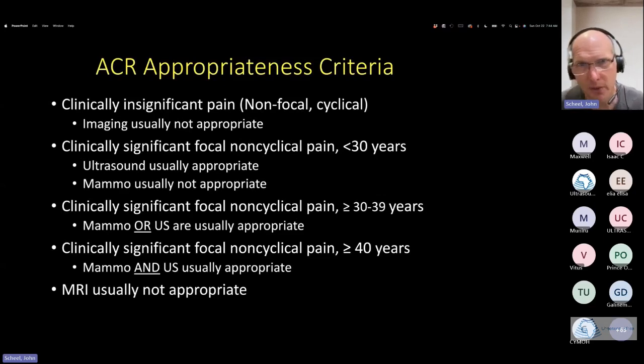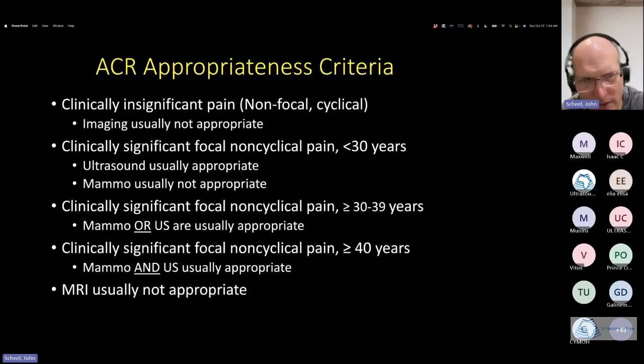So we use appropriateness criteria, and we are working in Uganda to develop breast health guidelines that are based on these, but specific for the Uganda setting. But I thought I would share these with you so that you would be able to see that ultrasound is actually not indicated if it is pain that is non-focal and cyclical. It's really just the clinically significant focal non-cyclical pain that is indicated for ultrasound.